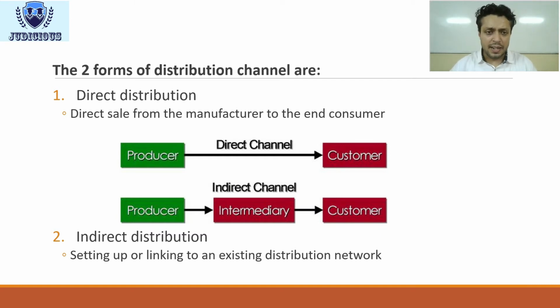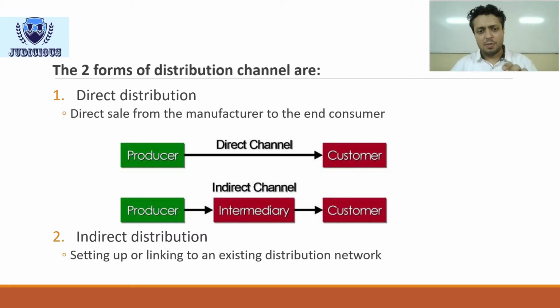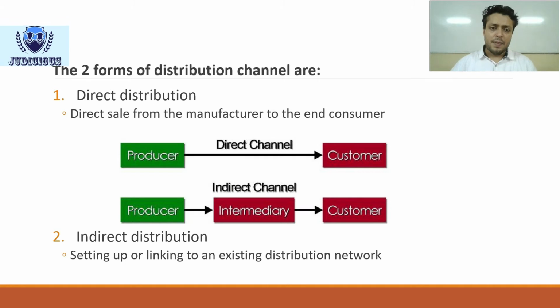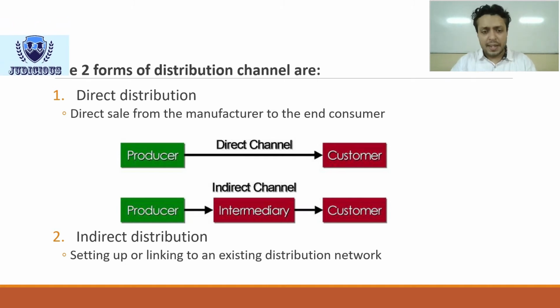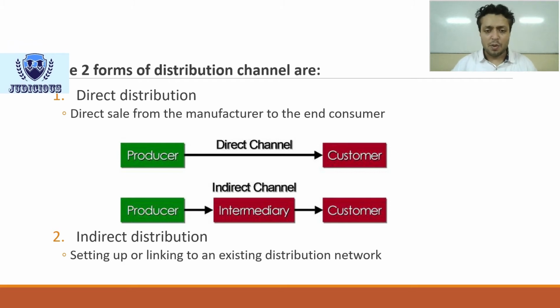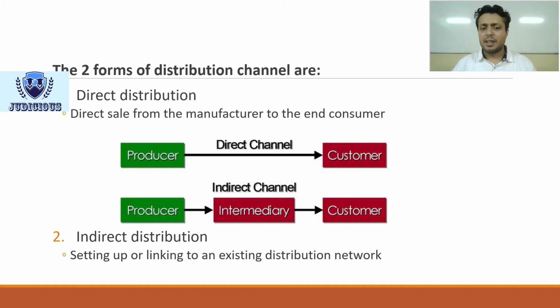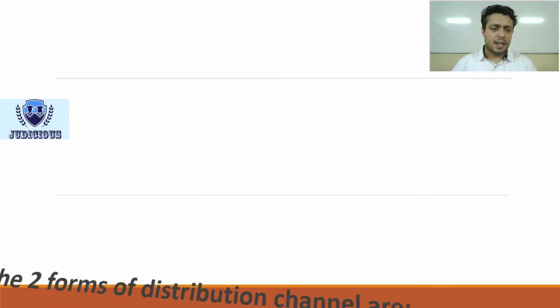This diagram clearly indicates it: the first image talks about a direct channel where the producer is directly selling to the customer, whereas in the indirect channel there is an entity called an intermediary between the producer and the customer. These intermediaries, as we all know, can be distributors, wholesalers, mass retailers, even brokers and dropshippers. So this is about direct and indirect distribution.